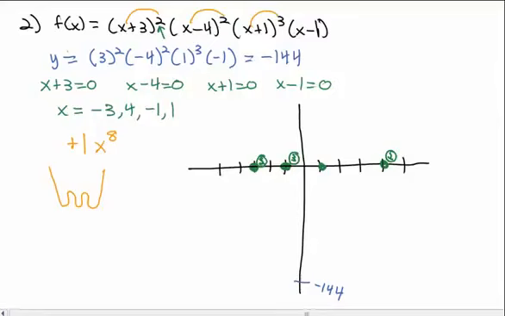So when we come in from the top left like we expect, when we hit our first one at -3, we should bounce. That's a squared. The next one's a cubic. It should level off. And then go down all the way to -144. Come back up at the 1. It's just a first power, so it's just going to go through. No leveling off, no bouncing. But this time when we hit the 4, we're going to bounce off the 4 and go out the top. And we have our graph.